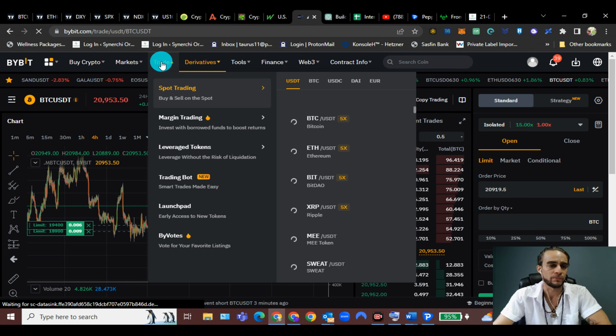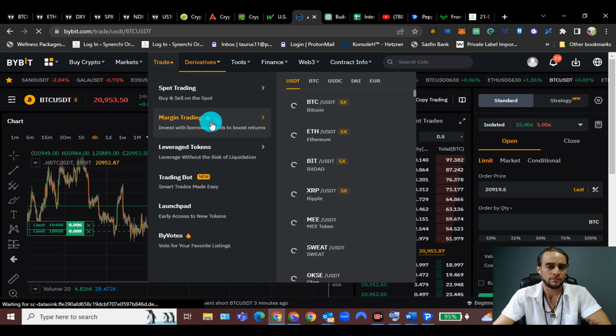Now this is where you would come and trade. You can either do spot trading. You can trade in USDT, BTC, USDC, DAI, and Euro. You've got margin trading, okay, which could be any leverage from 1 up to 100. You've got leveraged tokens. You've got trading bots.